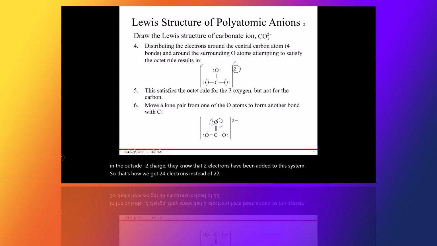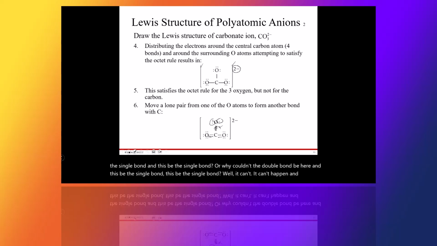Now, there's probably some of you asking, why couldn't the double bond be here and this be the single bond and this be the single bond? Or why couldn't the double bond be here and this be the single bond, this be the single bond? Well, it can. It can happen, and hopefully they show us that. Let's see if they do.